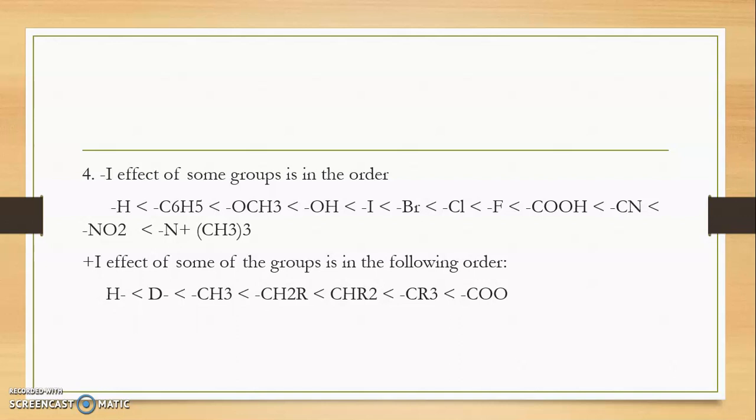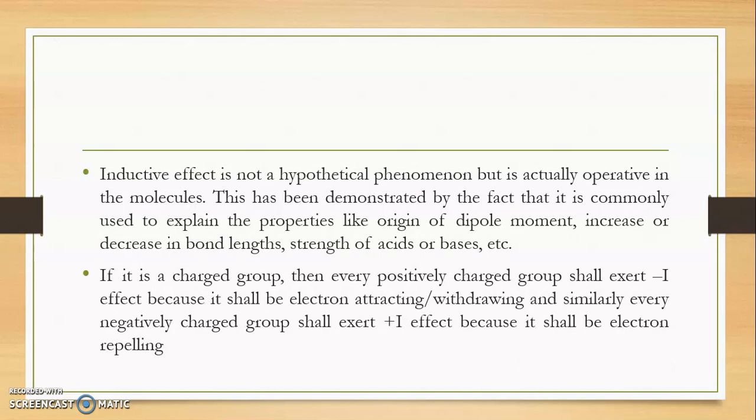These are some of the groups which show minus I effect. The minus I effect of some groups is in the order: H, C6H5, OCH3 less than OH less than I less than Br, Cl, F, COH, CN, NO2, N+(CH3)3. Plus I effect of some groups: hydrogen, deuterium, CH3, CH2R, CHR2, CR3, CO.